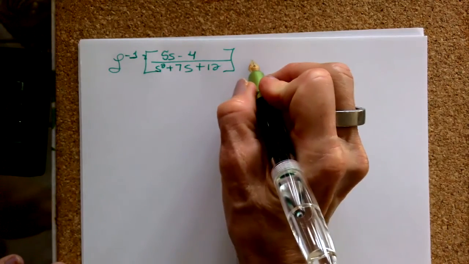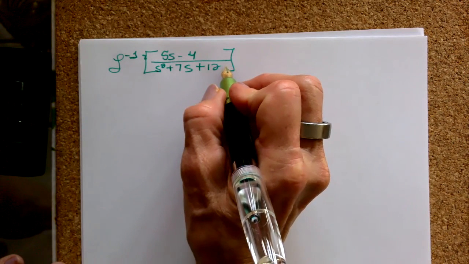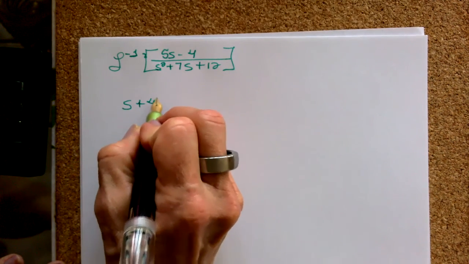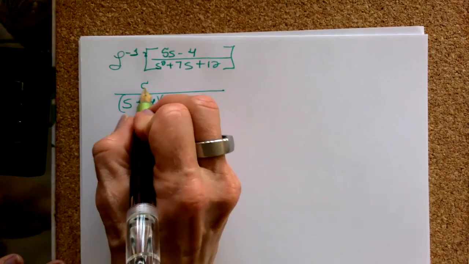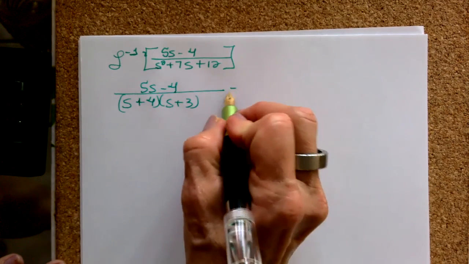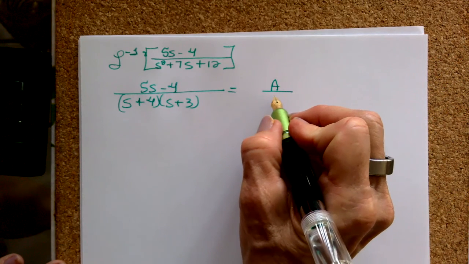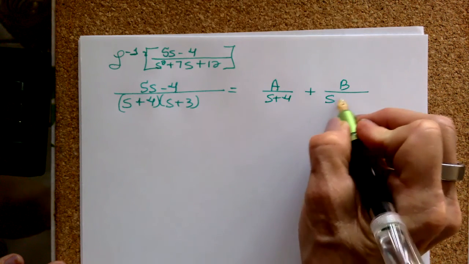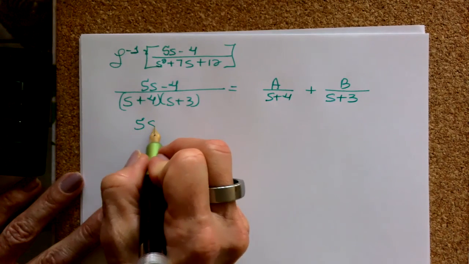Okay. All right. So notice that it's going to be a partial fraction decomposition. This denominator factors as it did before to (s plus 4)(s plus 3), and then the numerator is 5s minus 4. So we want to write that as A over s plus 4 plus B over s plus 3. Okay, so that is multiplying through by the denominator.